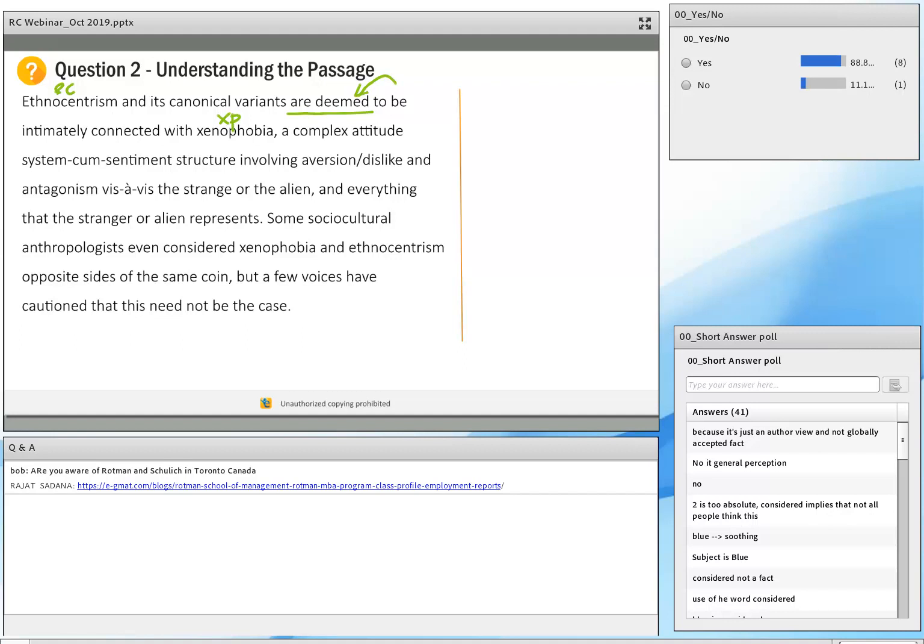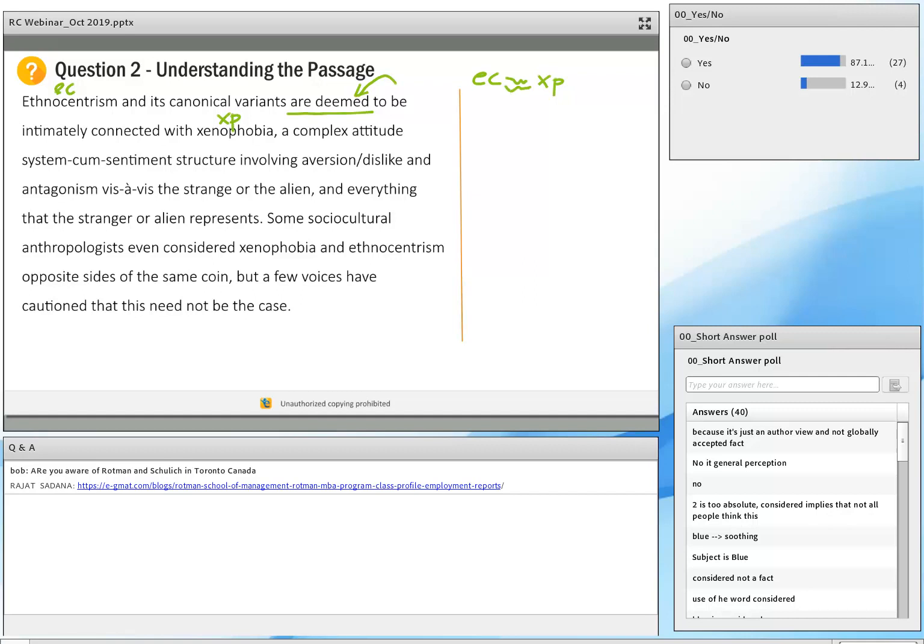If I say deemed, can I simply replace that with considered? Absolutely. So what is this view? This view is of some people here. Okay, some people think that EC and XP are closely connected.